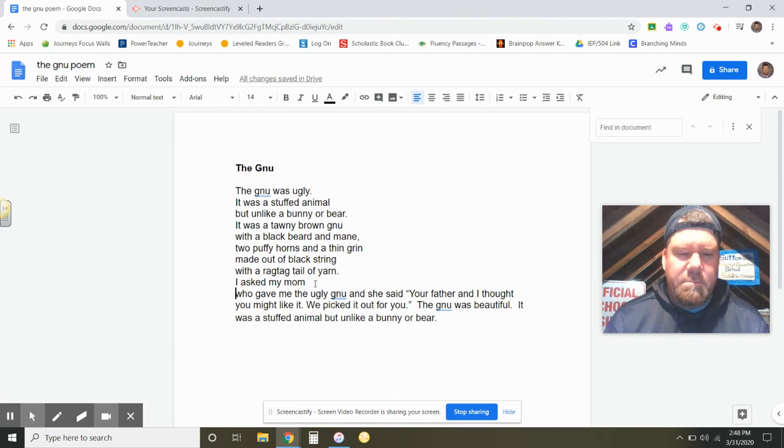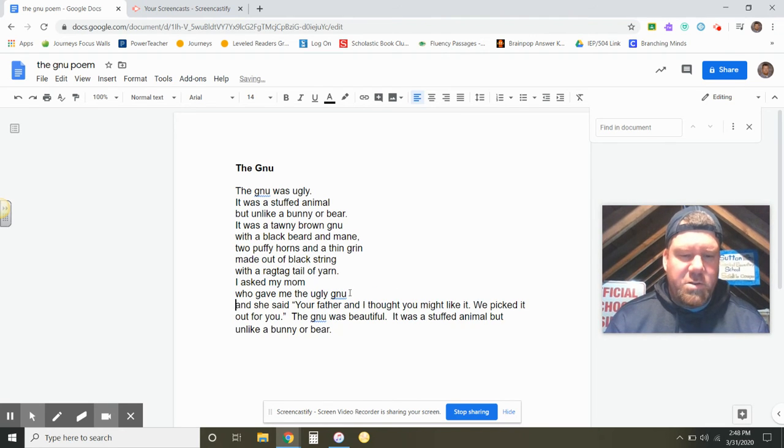I asked my mom, who gave me the ugly gnu. I think that's another good line. And she said, your father and I thought you might like it. Ooh, I think so. This is a significant, powerful part in the poem. So remember, I'm saying this gnu is ugly, right? I asked my mom, who gave me the ugly gnu, and she said, your father and I.